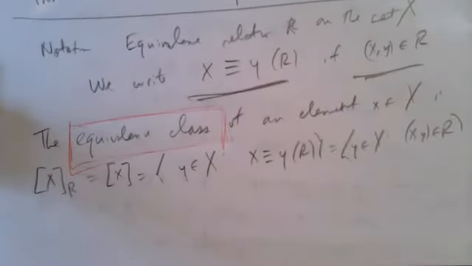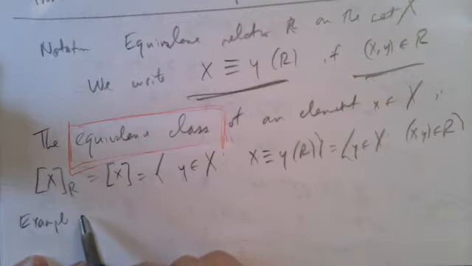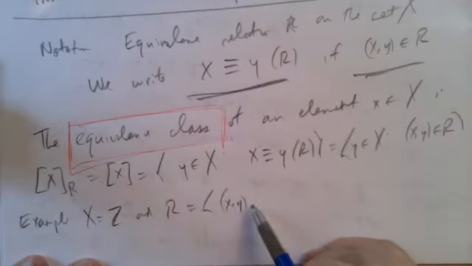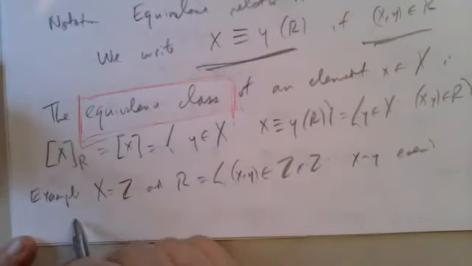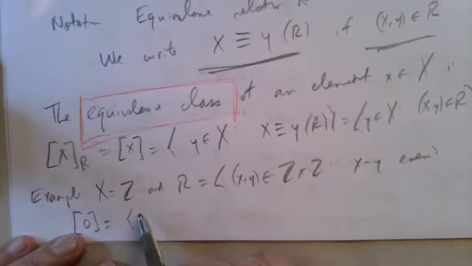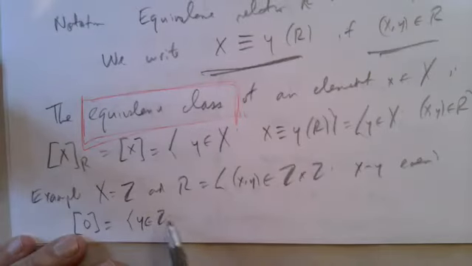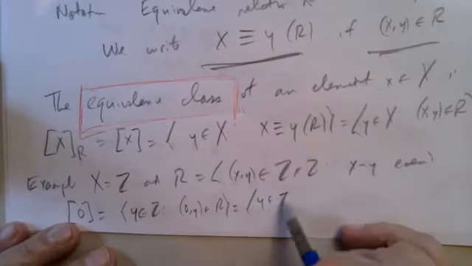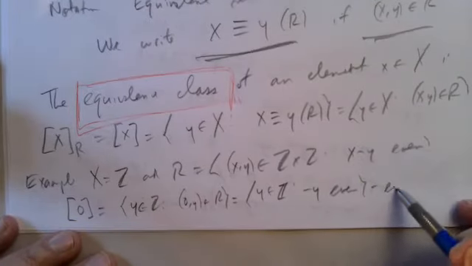So for example, if X is the integers and R is the relation of pairs xy such that x minus y is an even integer, the equivalence class of zero is all y in the integers such that (0, y) is in the relation, which means the set of all y such that minus y is even, which is just the set of all even numbers.